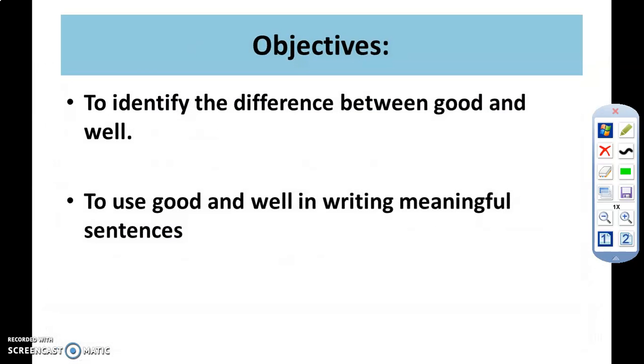Okay, so before I start the explanation of the lesson, let me share the objectives with you. The first objective is to identify the difference between good and well, means we will know the difference between good and well. And the second objective, we will use good and well in writing meaningful sentences.